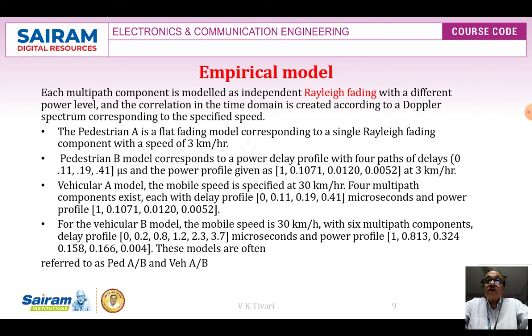For the vehicular A model, the mobile speed is specified as 30 km per hour, assuming multipath components exist with the given delays in microseconds and power profile. The vehicular B model is also at 30 km per hour, with 6 multipath components. People keep trying new solutions to rectify problems such as losses, and they have done many things. Finally, vehicular A and B combined are referred to as these models.